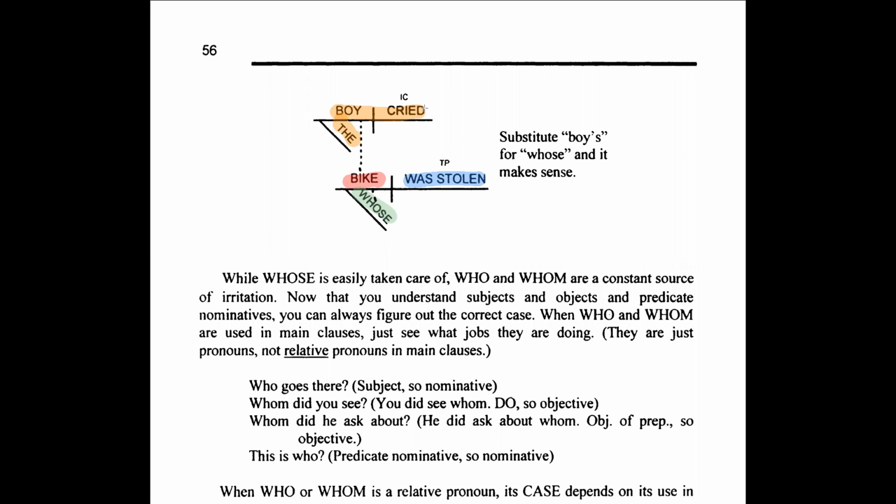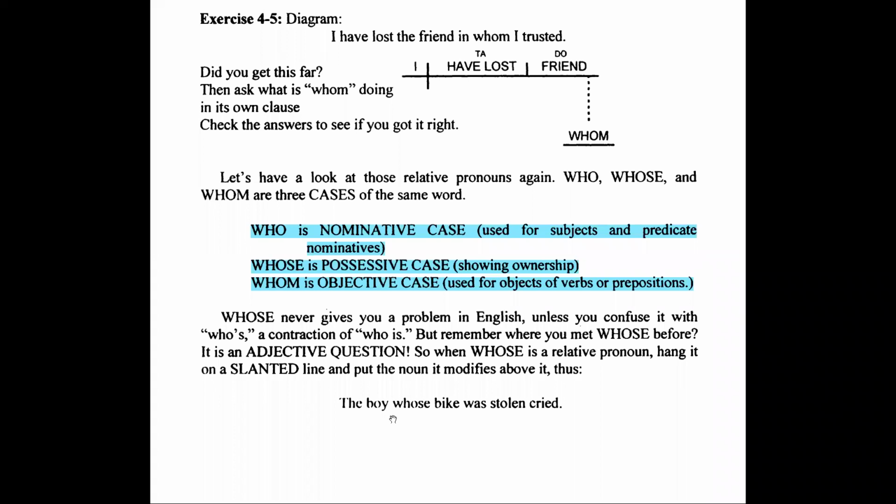Whose was an adjective, so we modify it like an adjective, modifying bike. It's still beginning the adjective clause, right? If we go back, the boy whose bike was stolen cried. We could still identify the adjective clause by looking at whose, the relative pronoun first, whose bike was stolen, right? It's still at the beginning, but when we diagram it, we're going to diagram it like we normally would, which is like this.